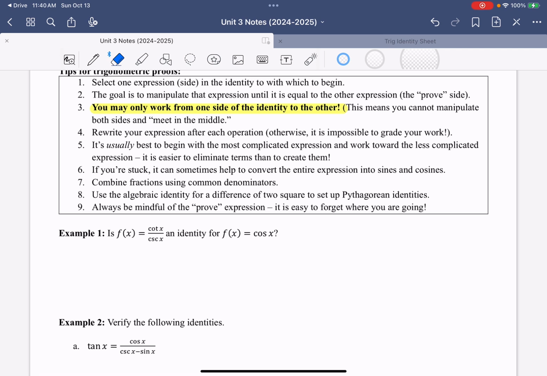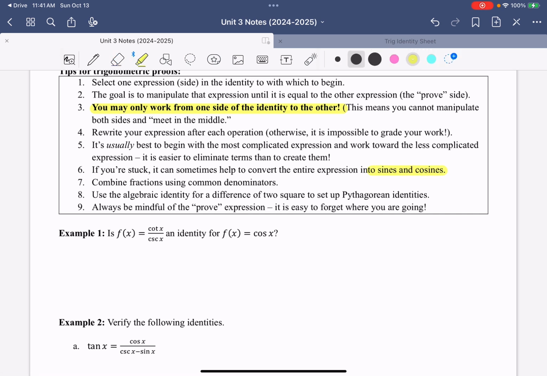It's usually best to begin with the most complicated expression and work towards the least complicated expression. It's usually easier to eliminate or get rid of terms than to try to create those. That's a sometimes, though, that's not always true. If you're stuck, sometimes it can help to convert the entire expression into sines and cosines. Okay, so that's something that is often helpful to us.